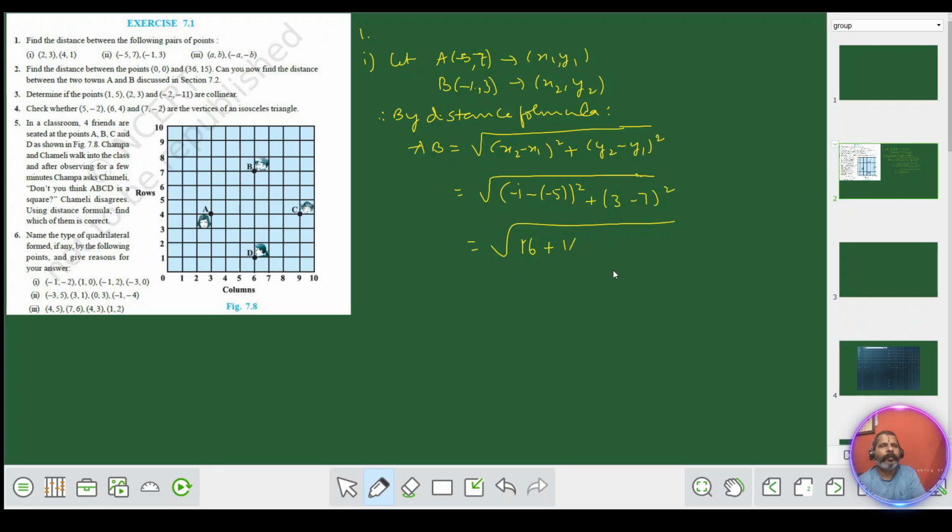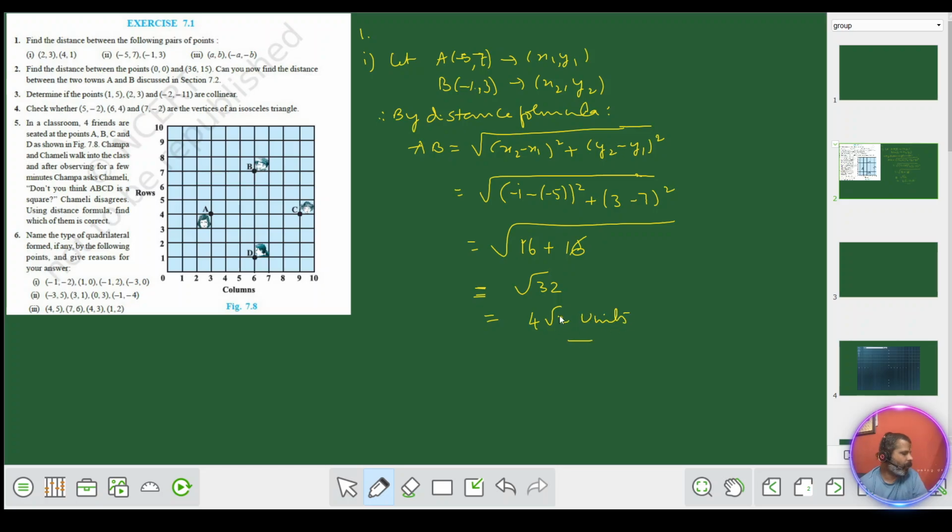That becomes 32. So 16 plus 16 is 32, and the square root of 32, if you find it, is 16 2s are 32, so 4 root 2 will come. Okay, root 32 is 16 2s, so 4 root 2 units.